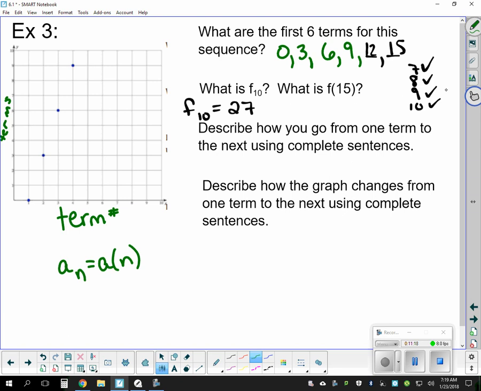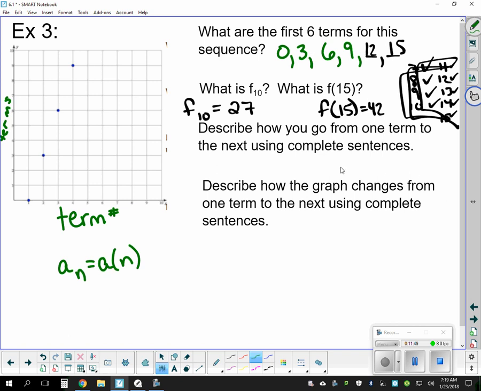Now we want the 15th term, so we'd have to go through the 11th, the 12th, the 13th, the 14th, and finally the 15th, adding 3 each time. So we have 30, 33, 36, 39, and 42. So f of 15 is 42. I don't need you to write this stuff down. You would just be counting that either on your fingers, marking it, whatever. This is just my scratch work to show you how many times I had to add 3 to get to that term.